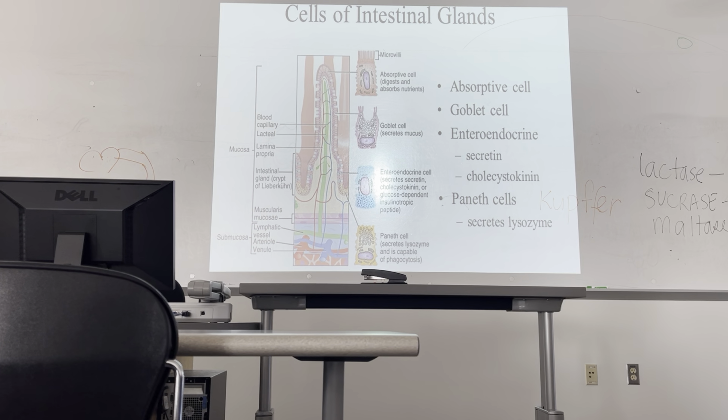Some of the goblet cells, some of the columnar cells here are called Paneth cells. They have an immune function. They're phagocytic and they secrete lysozymes. So they're also protective. Okay? Any question on the cells of the mucosa of the small intestine?